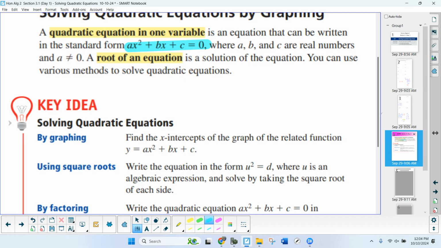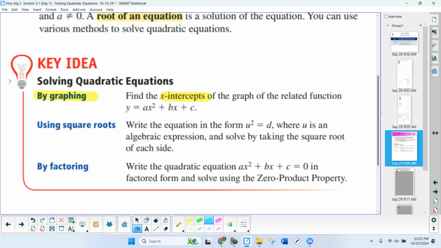Okay? The root of an equation is just the solution. So you're going to hear some words interchanged. The root, the 0, the solution. Those are all the same thing. You can solve it by graphing. That's what we're going to work on today. We're going to solve by graphing today. The x-intercepts are the roots or the solutions when you are graphing. So if you're graphing, you just look for the x-intercepts. Those are the solutions to this quadratic.